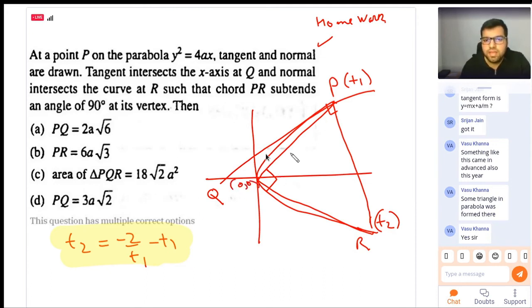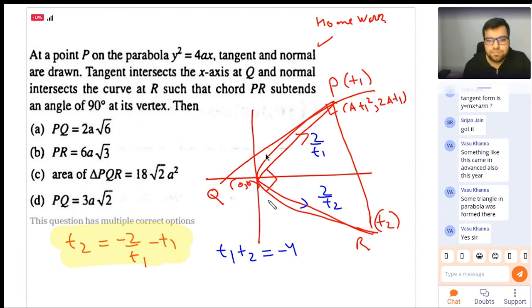If this point is (a t1 square, 2a t1), the slope of this particular chord comes out to be 2 by t1, by simply dividing 2a t1 by a t1 square. Similarly, the slope of this other chord will be 2 by t2. Since these are perpendicular, you get 2 by t1 into 2 by t2 equals minus 1, or t1 t2 equals minus 4. So this is the second relation. First is using the normal chord, and second is using the fact that they subtend a 90-degree angle.